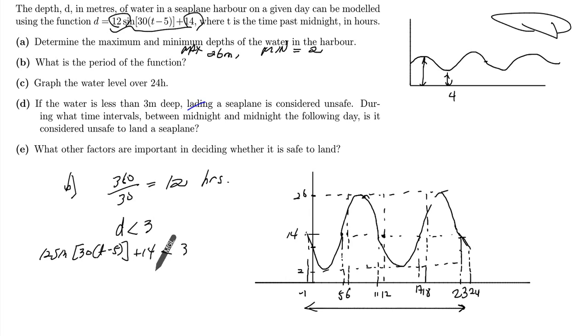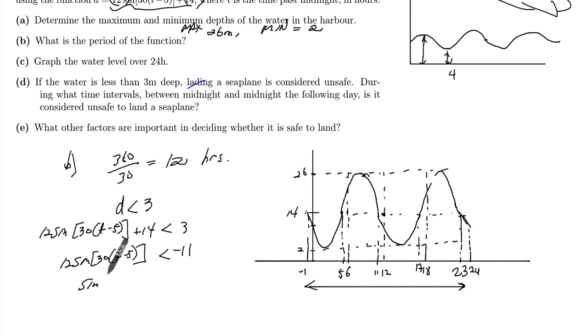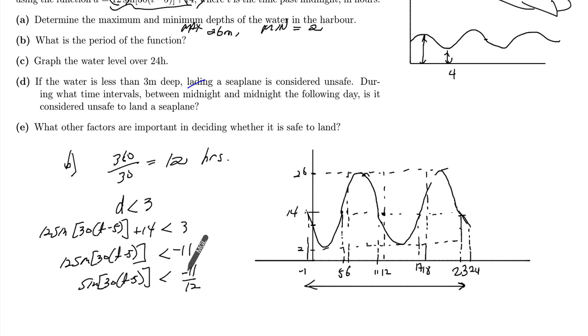So let's bring that over. You get 3 minus 14, so that's minus 11. You get sine of 30(t minus 5). When is this less than negative 11 over 12?